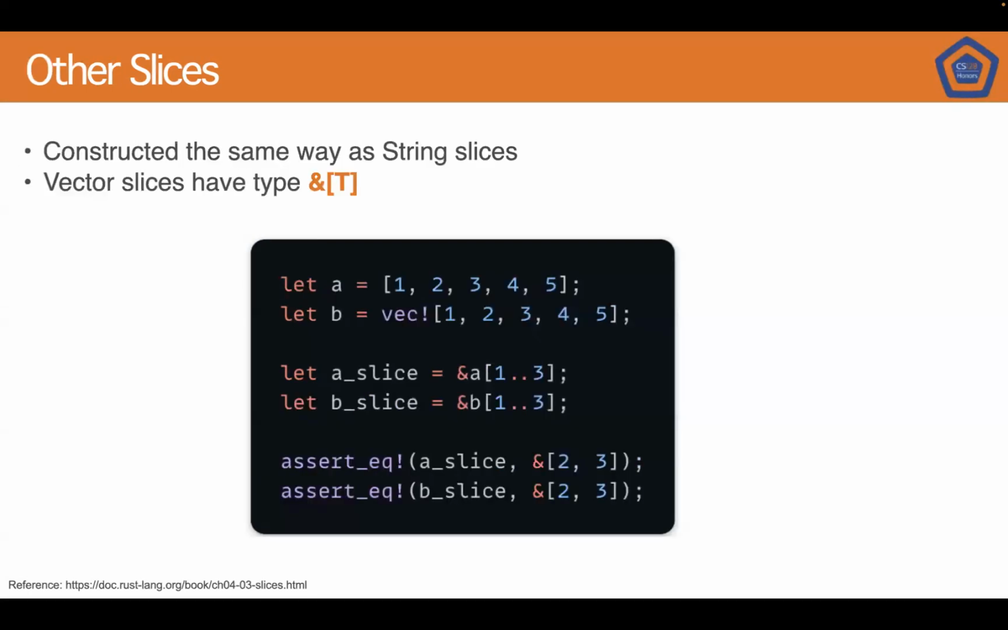Finally, let's move on to other slices, such as array and vector slices. They're constructed the same way as a string slice. You'll borrow part of the original data and specify a range with a starting and stopping index. It's important to note that vector slices will have the same type as an array slice. So this ampersand is a borrow, this bracket notation represents an array, and this T is whatever is in your original vector. In this example, we have an array of i32s and a vector of i32s, but both of their slices will be slices of i32s.